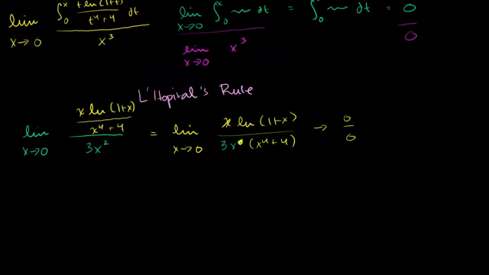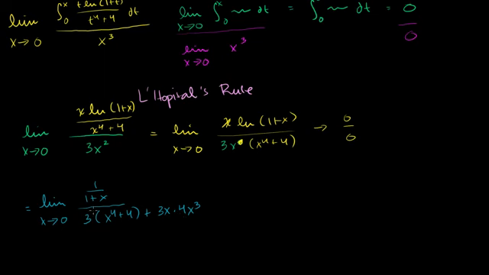So let's do that. So this is going to be equal to, assuming the limit exists, the limit as x approaches 0 of the derivative of the numerator. The derivative of natural log of 1 plus x is just 1 over 1 plus x, over the derivative of the denominator. We just have to do a little product rule here. The derivative of the first function, the derivative of 3x, is just 3, times the second function, which is x to the fourth plus 4, plus the first function, 3x, times the derivative of the second function. The derivative of this is 4x to the third.